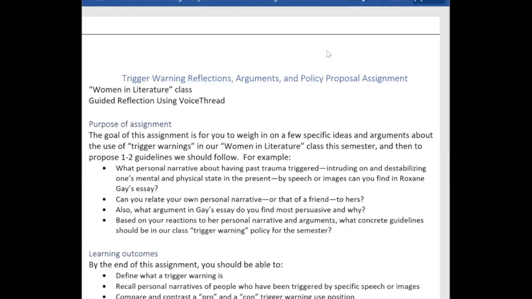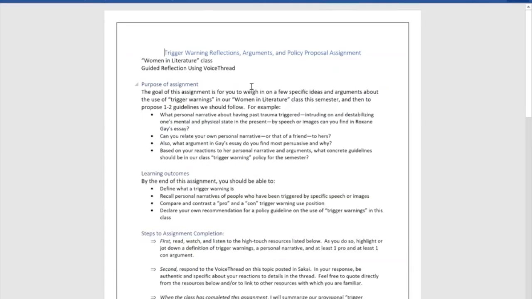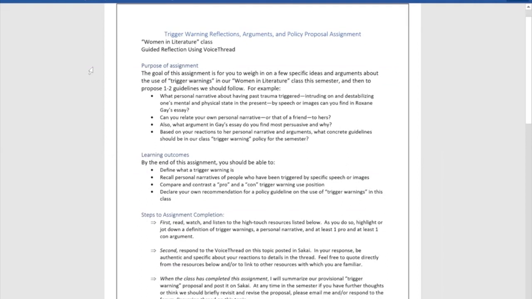Okay. So we're looking at a trigger warning reflection assignment. This is an assignment created for a Women in Literature class by Virginia Bell, the instructor who graciously agreed to share this. And this was a guided reflection using VoiceThread. I'm not going to read the assignment word for word, we all have it. But I do want to highlight some of the features of this assignment that make it well designed. And then in a few minutes, I'll talk briefly about how those elements of the design enhance academic integrity. So first, it's always a good idea to state the purpose of the assignments to students.